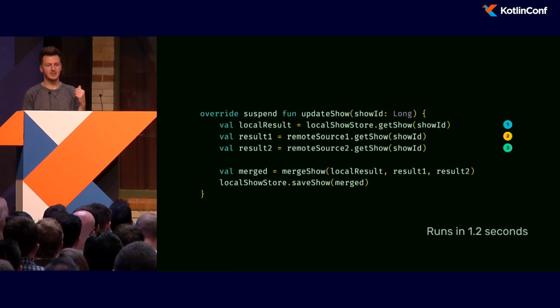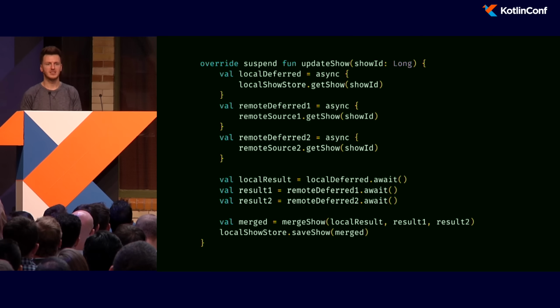But if you look at those 3 tasks, none of the 3 tasks have dependencies on each other. They could all be done concurrently. So why don't we do that? And Coroutines makes it really easy.